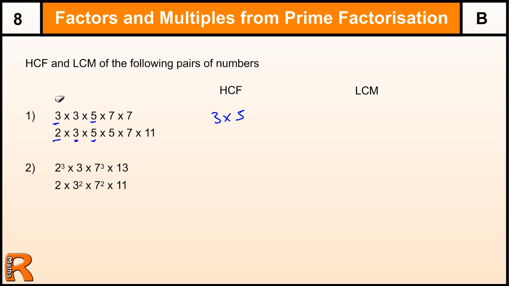Let's just rub out that little 2 there, don't need that. And then there's a 7 in both. There's another 7, but there's no more 7s. This 11's here, but there's no 11 there, so it's just that number there.